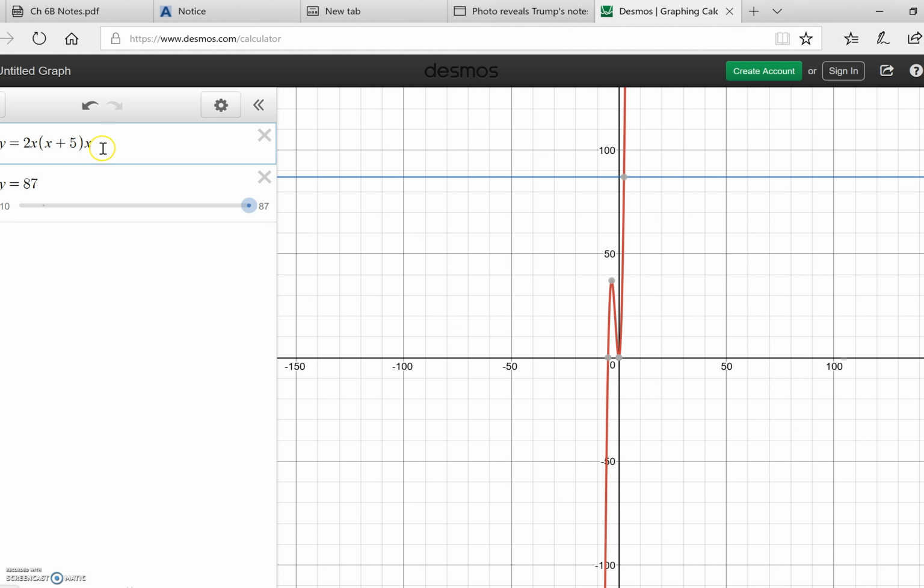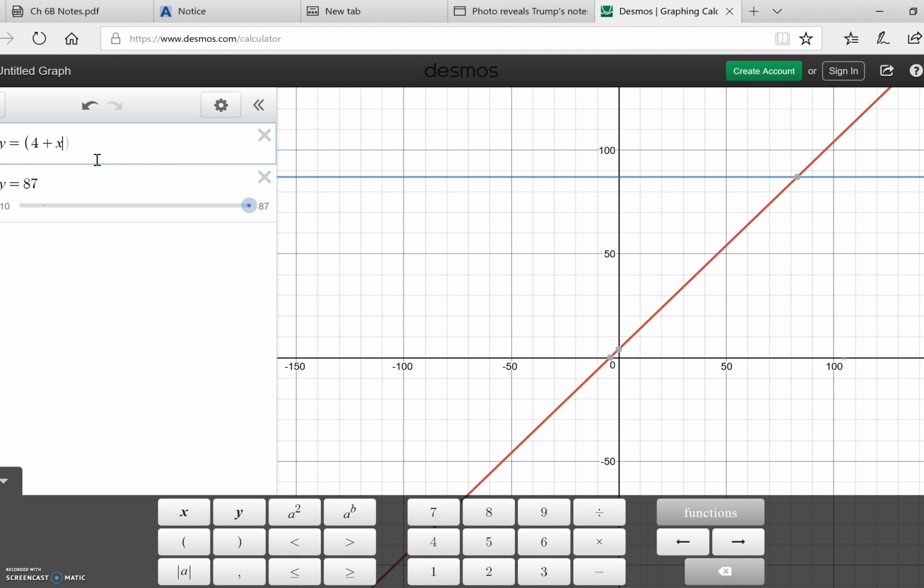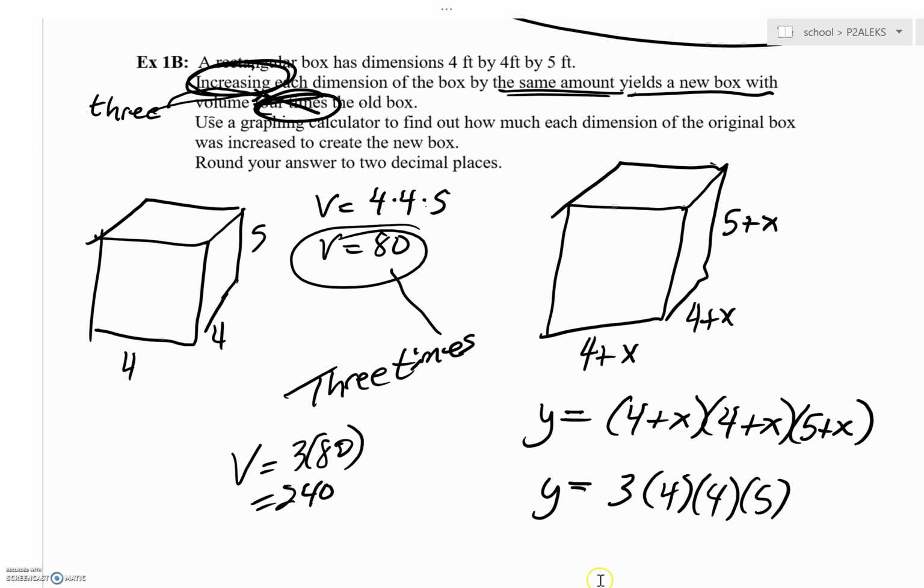So let's go there, and I'm just going to delete this out, and we'll say, here is 4 plus X. We'll say here's another 4 plus X. And the other one was what? 5 plus X, right? I think that was right. We can double check that. And it would only take a moment to confirm that, right?